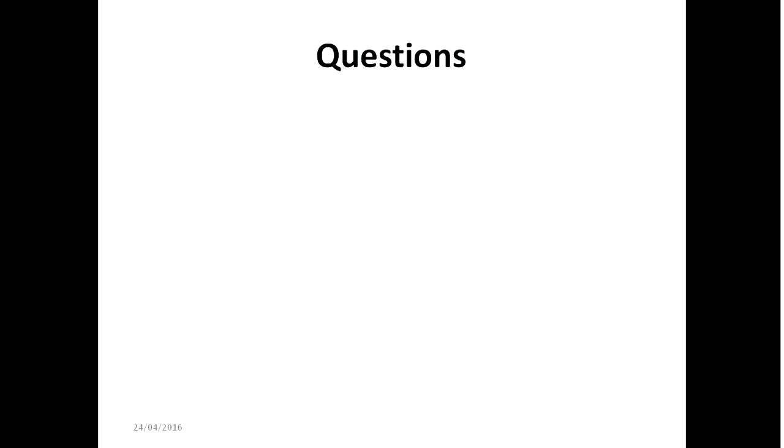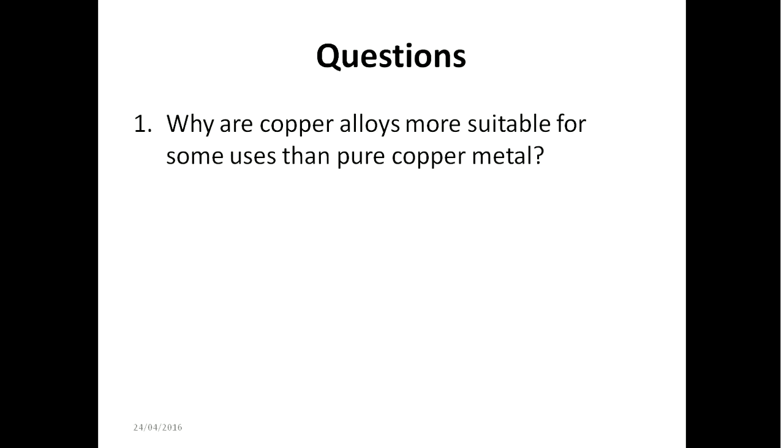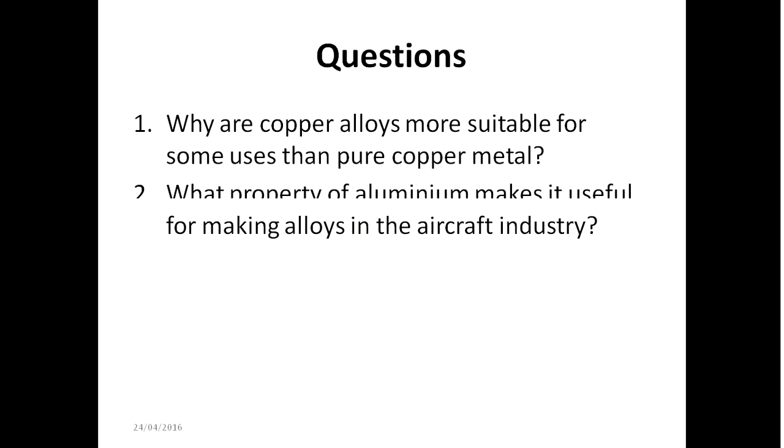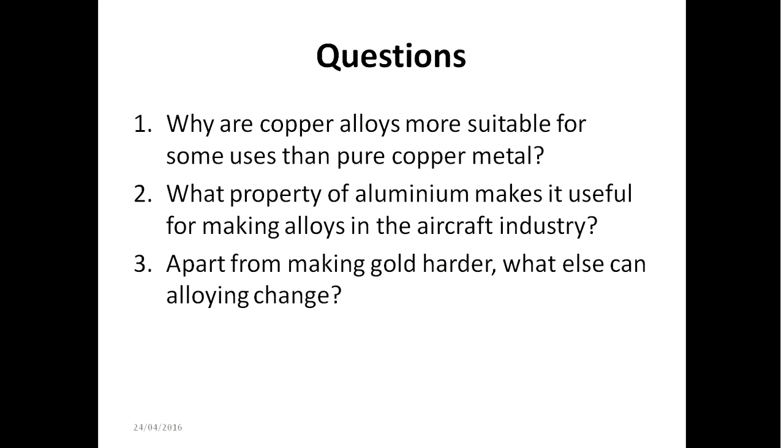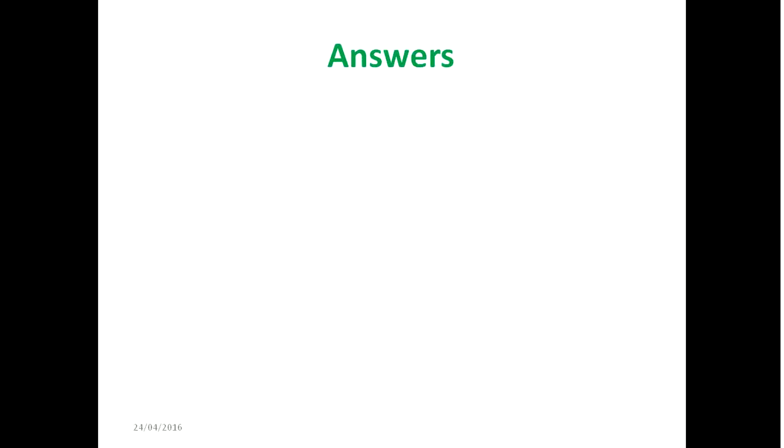Now let's answer some more questions to check your understanding. Question 1. Why are copper alloys more suitable for some uses than pure copper metal? Question 2. What property of aluminium makes it useful for making alloys in the aircraft industry? And question 3. Apart from making gold harder, what else can alloying change? Now let's go through the answers.